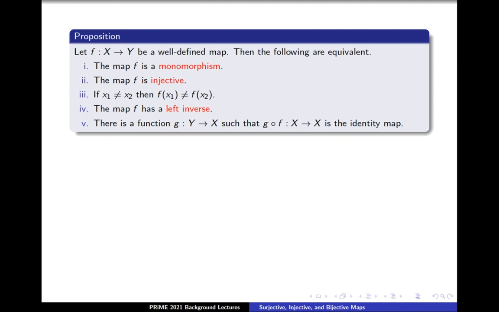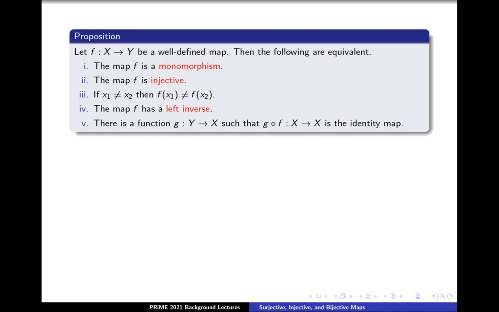Let's consider the following proposition. Let f from X to Y be a well-defined map. Then the following are equivalent. First, the map f, we say, is a monomorphism. This is the same thing as saying that the map f is injective.